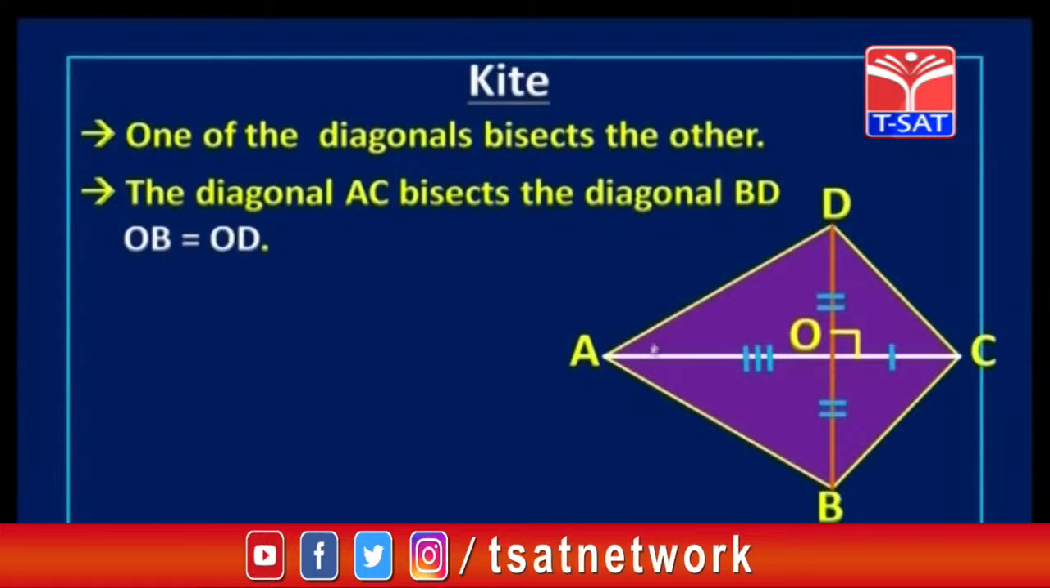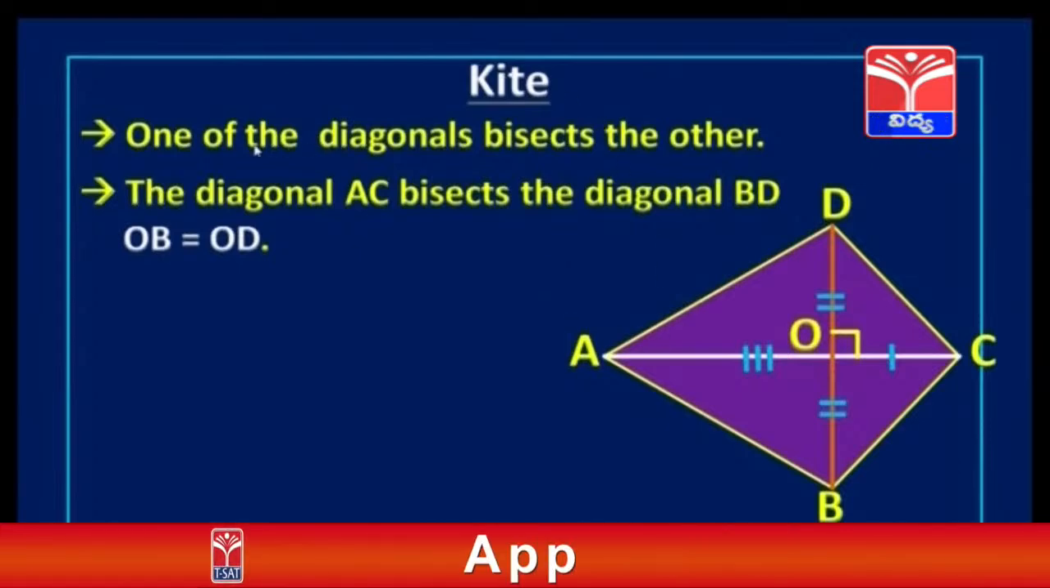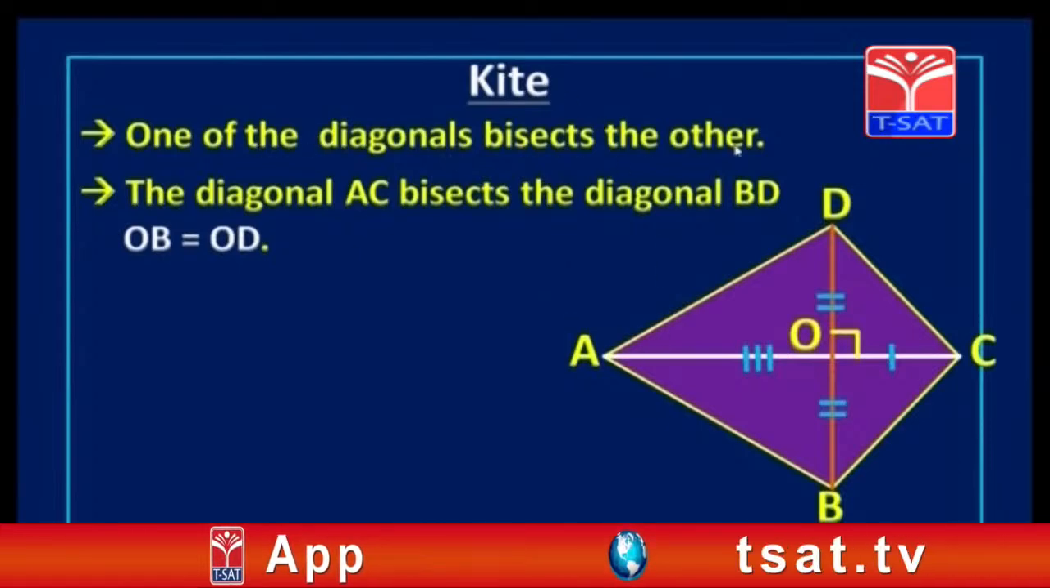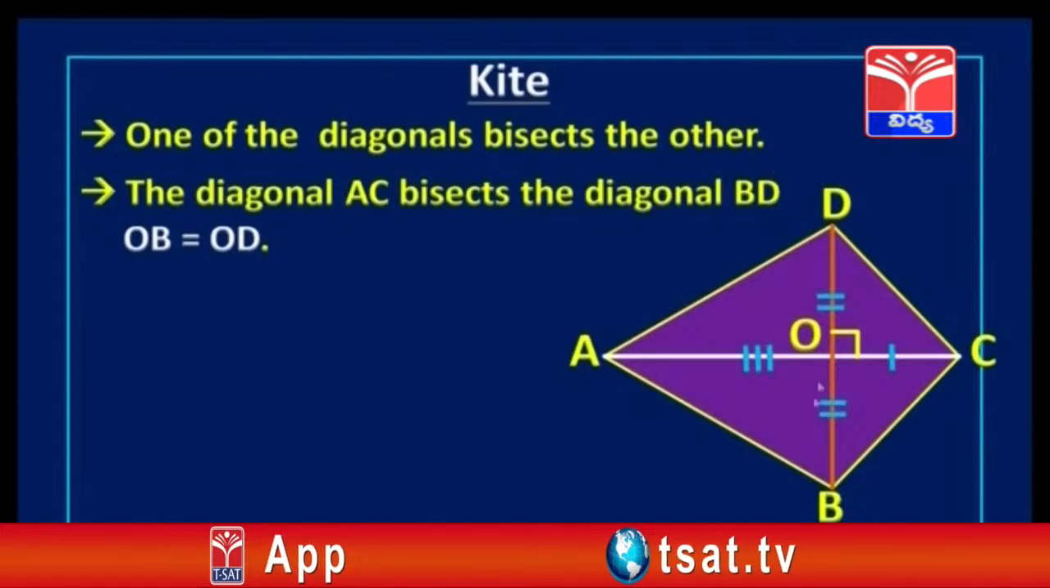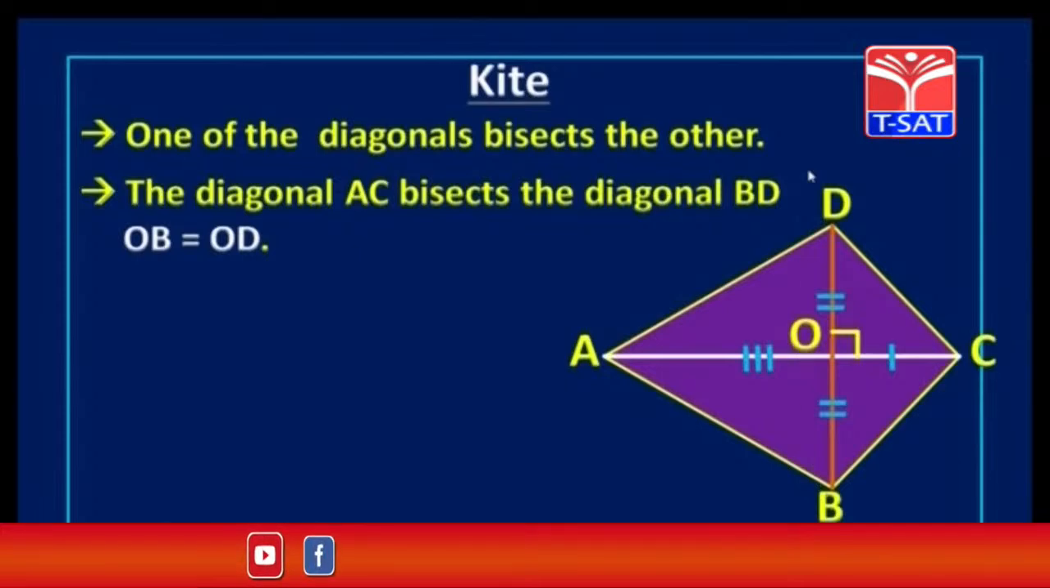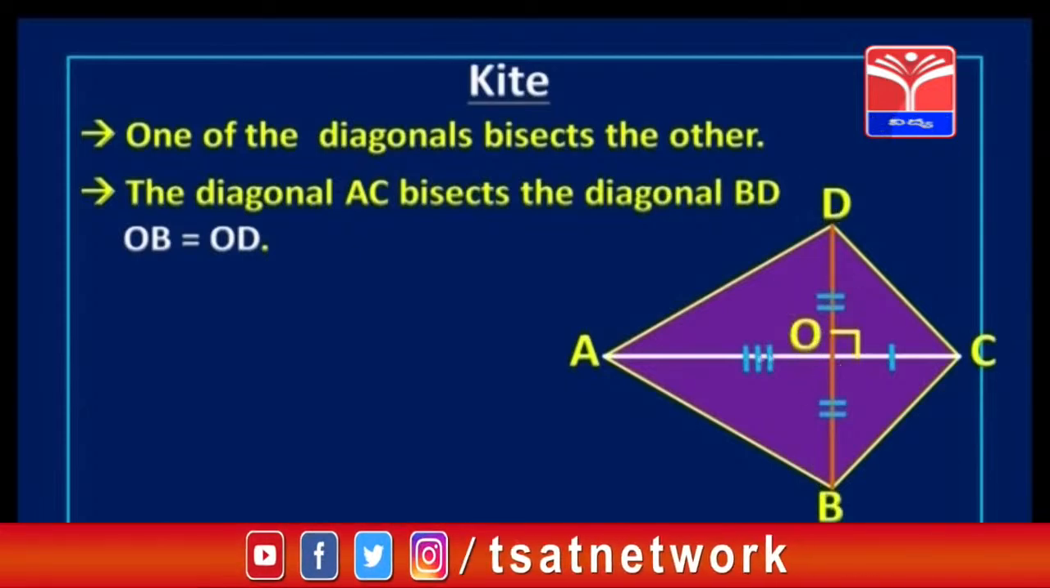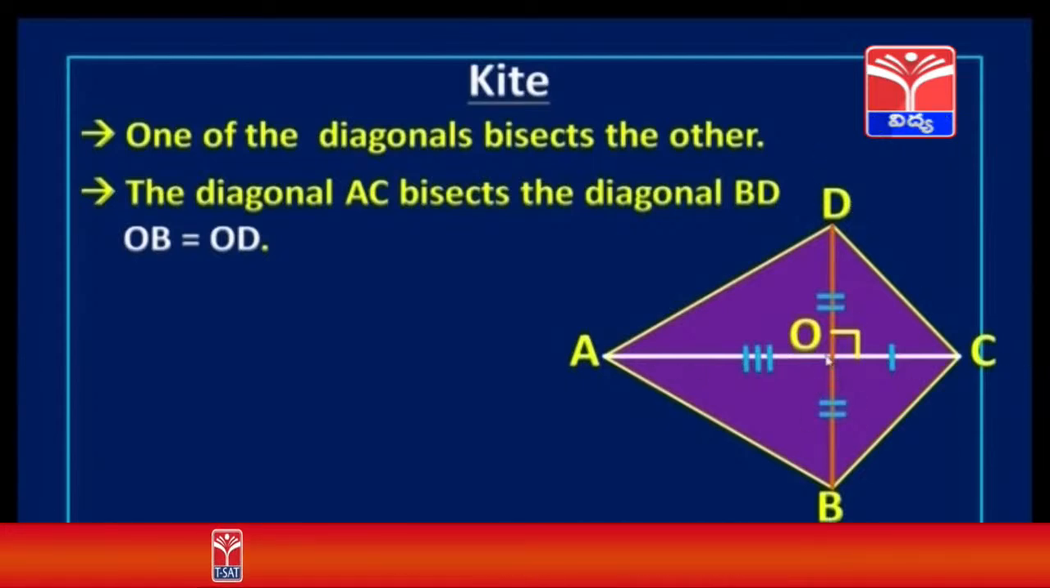So from this what we can understand, children? In a kite, one of the diagonals bisects the other. So here AC is bisecting BD. How can you say that it is bisecting? See here, OB is equal to OD, means this AC is dividing this BD into two parts at O.